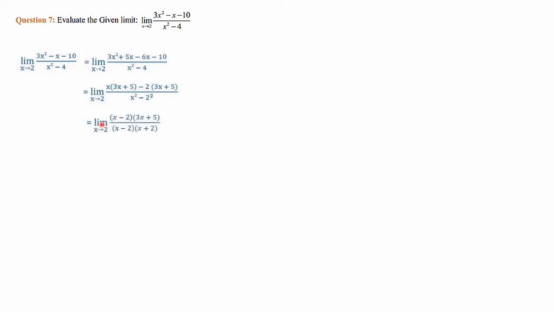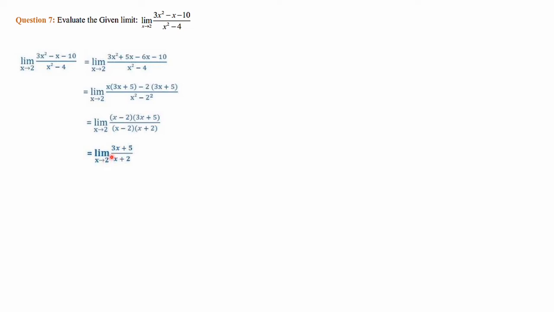That is equal to limit x tends to 2. Here 3x plus 5 is common. Let's take it out. The balance in the first term is x and in the second term is minus 2. So x minus 2 into 3x plus 5 divided by, a square minus b square is a plus b into a minus b, that is x minus 2 into x plus 2. So x minus 2 in the numerator and denominator we can cancel because it is a common term. Then limit x tends to 2, we are getting the balance terms 3x plus 5 divided by x plus 2.